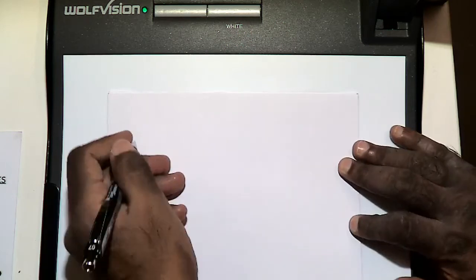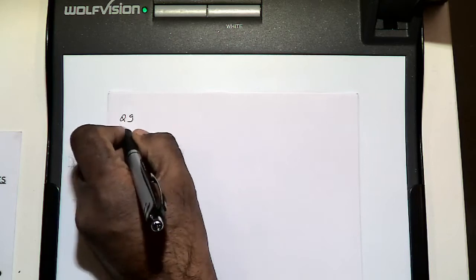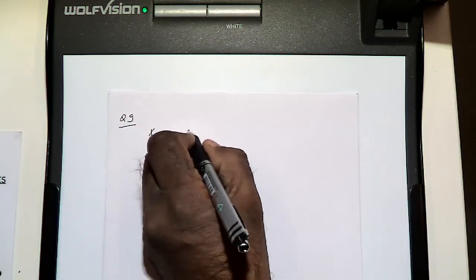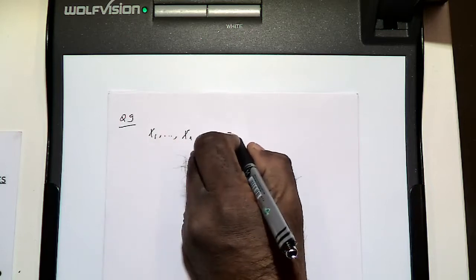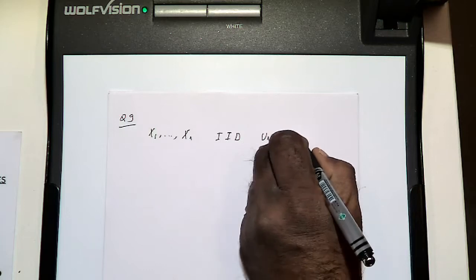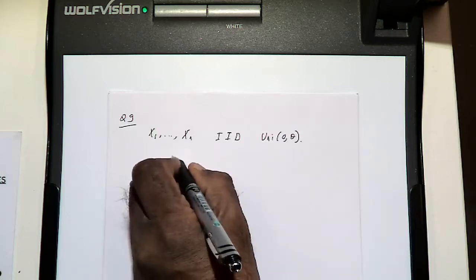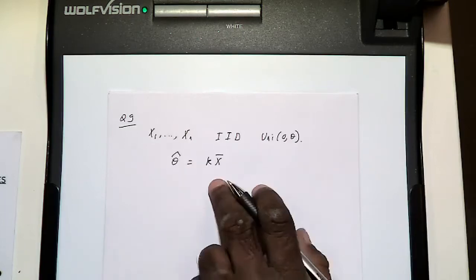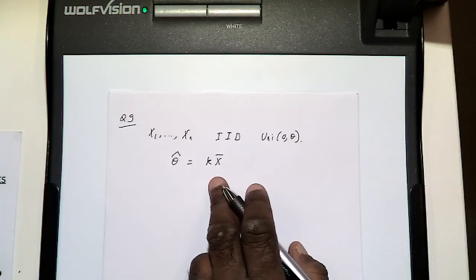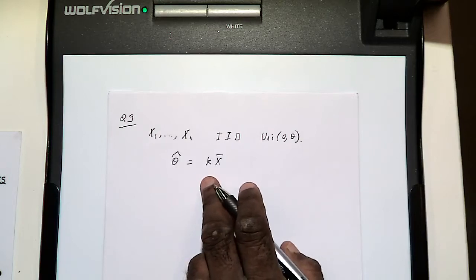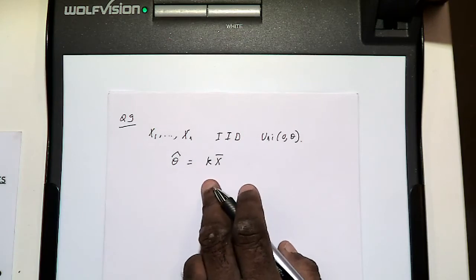Okay, guys, let me show you how to do question 9 now. So you got a random sample from a uniform. So you have x1 to xn IID uniform 0 theta. And you got this estimator for theta, which is k times the sample mean x bar. You can ignore the subscript. X bar denotes the sample mean. K is a constant. So the first part is we want to find k so that this estimate is unbiased.